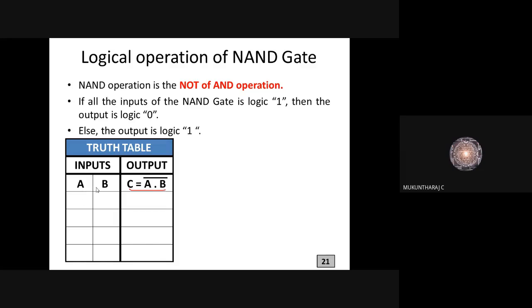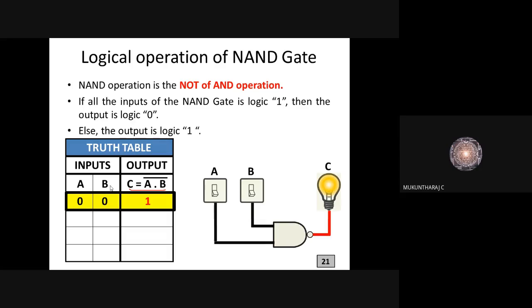Here we have two inputs, A and B, and C is the output of the NAND gate. There are four possible combinations. The first combination is 0 0. For this input combination, the output will be logic 1. All the inputs of the NAND gate must be logic 1 for the output to be logic 0; otherwise the output will be logic 1. Here both inputs are logic 0, so the output of the NAND gate is logic 1.